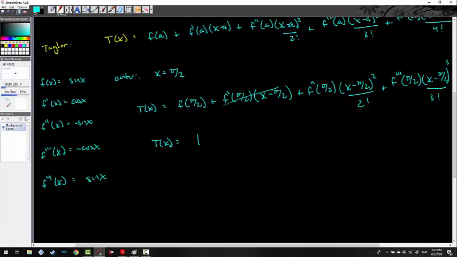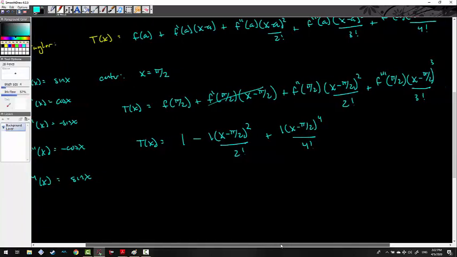And then f double prime of pi over 2 is going to be negative sine of pi over 2, so it'll be negative 1. So negative 1, and it's going to be x minus pi over 2 squared over 2 factorial. And then the triple prime is going to be cosine, so that's going to be nothing. The quadruple prime is going to be back to sine x. So it's going to be positive 1, and we're going to have an x minus pi over 2 here. And since we skipped the 3, we'll go to 4 and over 4 factorial here.